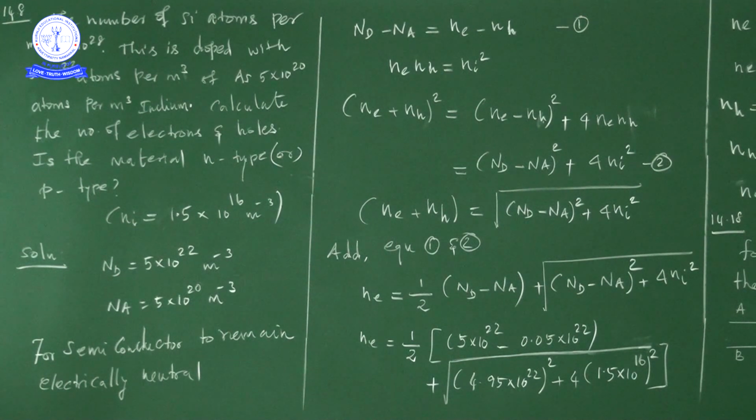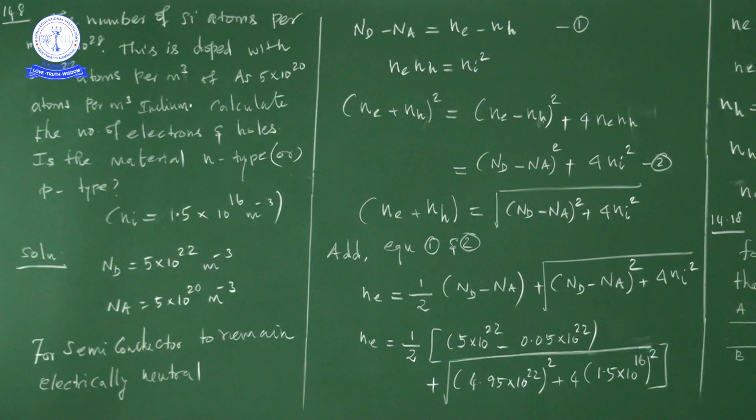When it is doped with arsenic and indium, you can calculate how many electrons and how many holes are present in the semiconductor. Then the semiconductor will behave as an n-type or p-type semiconductor. So you calculate two things: first, the number of electrons and the number of holes, and second, whether it is an n-type or p-type semiconductor.